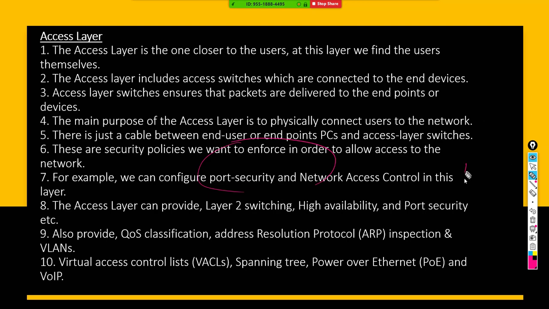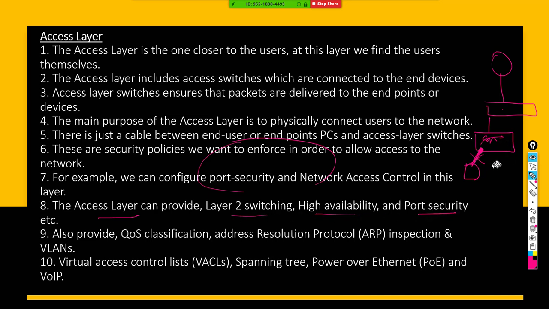Okay, so any user directly that is connected to the switch, we can apply that port security directly on the interface. If anything violates, it will immediately cut down the communication. There will be no further communication. So your distribution is safer, even your core layers are safer. Access layer will provide layer 2 switching, high availability, port security.